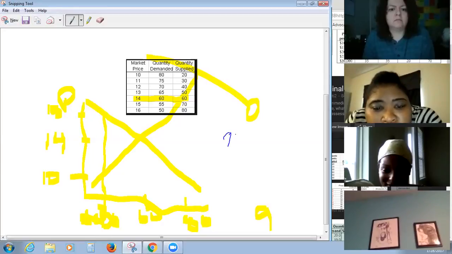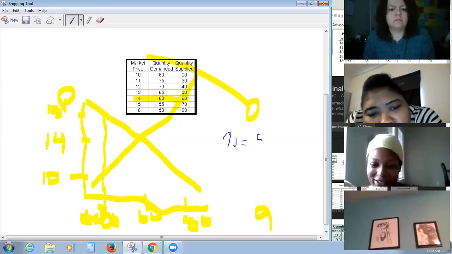All right. Quantity demanded is going to be equal to 55.